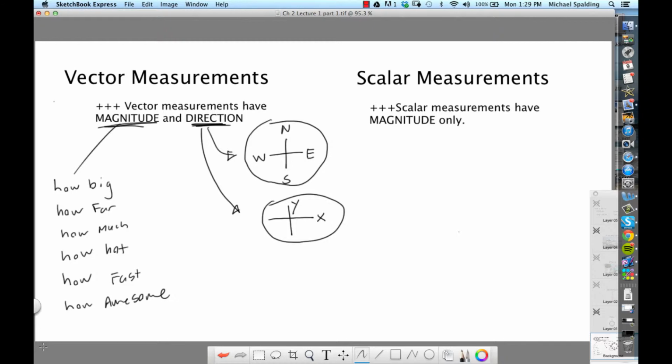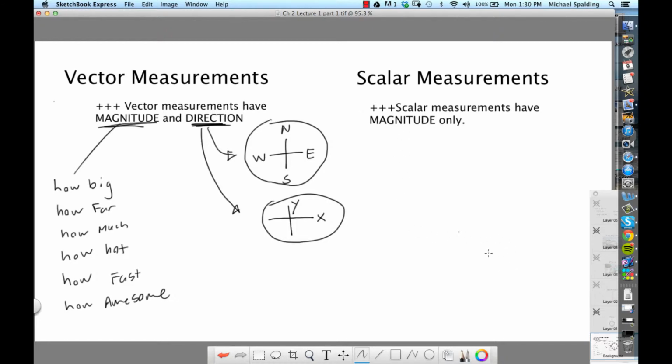Does that make sense? And notice both vector measurements and scalar measurements have magnitude. Garrett. So would measuring an earthquake be a scalar measurement, right? Magnitude only. Yeah, exactly. It's magnitude only. So if you're talking about the size of something, it's magnitude. Now, if you have magnitude with a direction, you're talking about a vector. If it's magnitude only, then it's scalar.